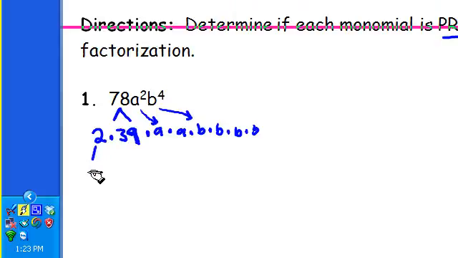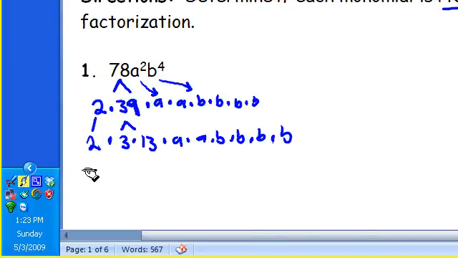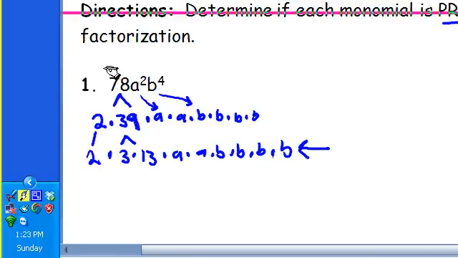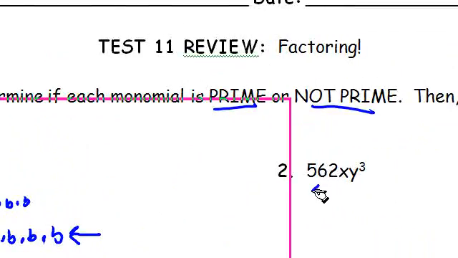Okay, we can still keep factoring. 2 times now 39, 3 and 13 are factors of 39, and we can keep writing a times b times b times b times b. So we have our factor tree all worked out here. We cannot factor anymore. Therefore, this row right here is the prime factorization of our original 78 a squared b to the fourth.